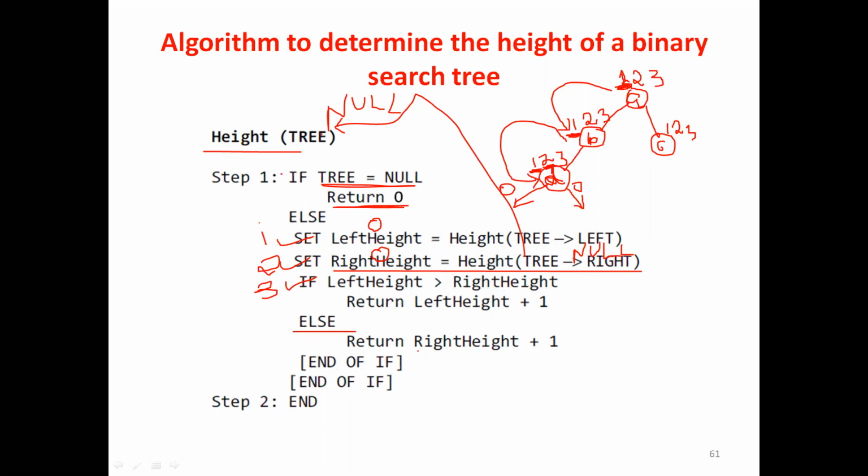Okay, I can choose either left height or right height, right? If it's not greater, obviously it will be something else. I can choose either left height or right height. Just I am choosing right height. Right height is 0. 0 plus 1 is 1. It returns 1.